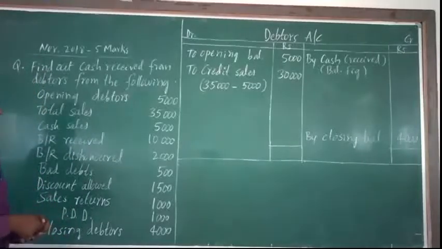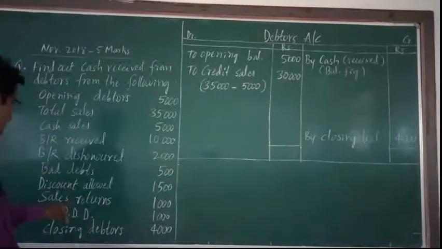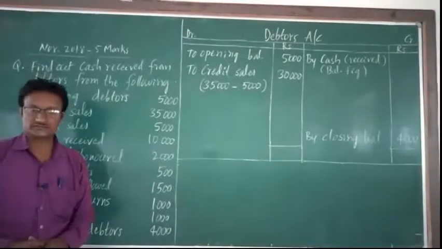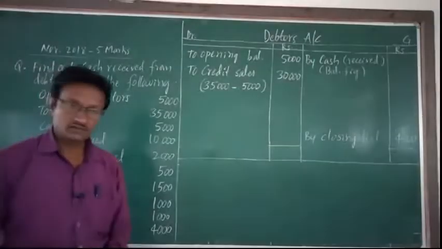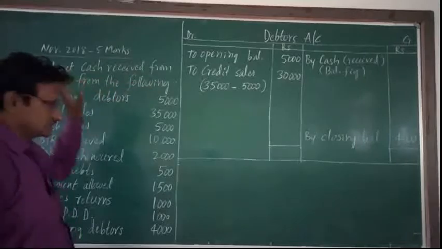Here the items given are opening debtors, total sales, cash sales, bills receivable received, bills receivable dishonored, bad debts, discount allowed, sales returns, provision for doubtful debts, and closing debtors. From this information, we are required to find cash received from debtors.